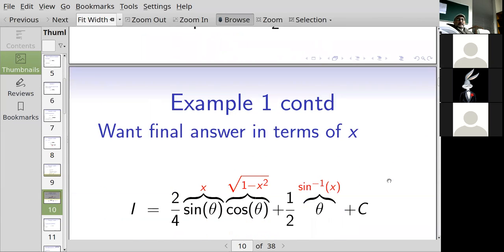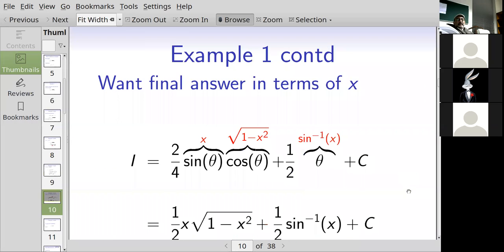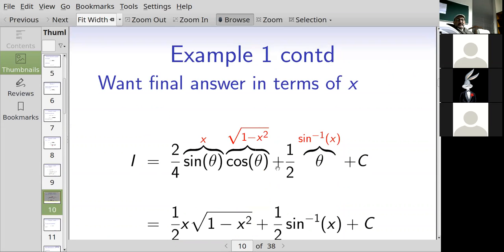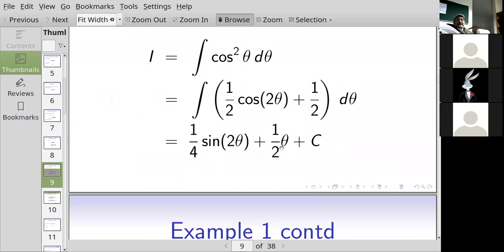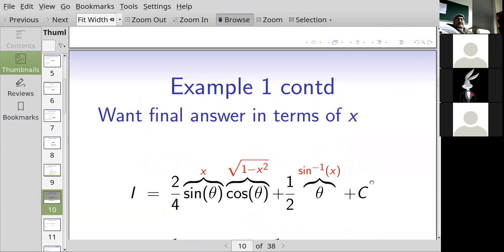Okay, so I have 1/4, and then I'm going to replace sine 2 theta by twice sine theta cos theta. So that would give me 2/4 sine theta cos theta plus 1/2 theta plus c. I just did that to make my life easier.